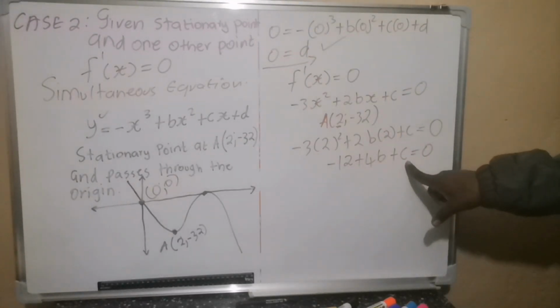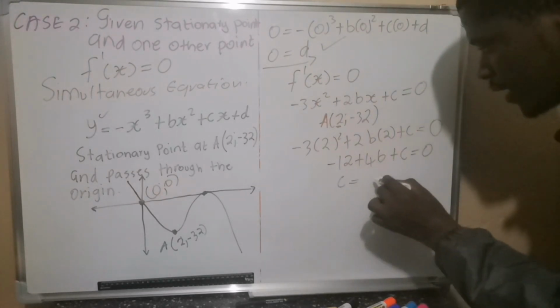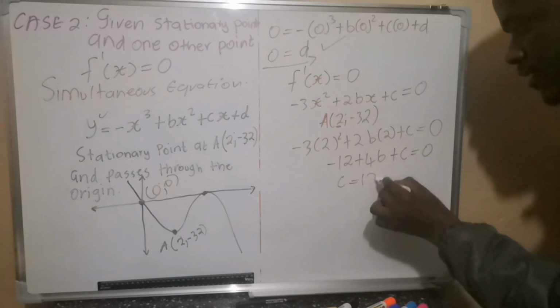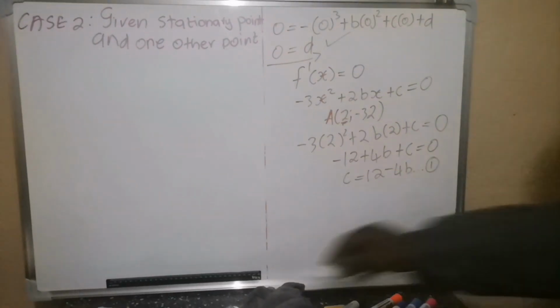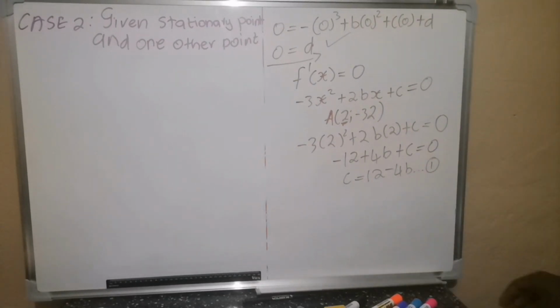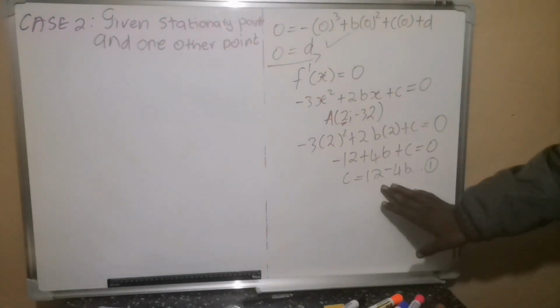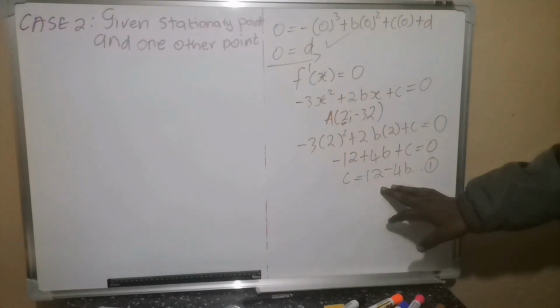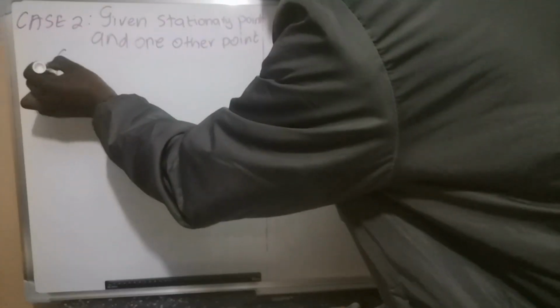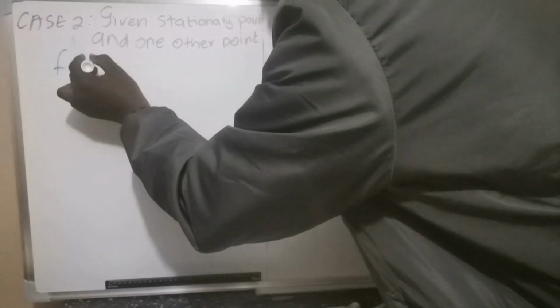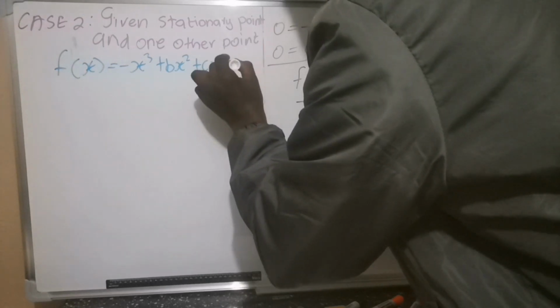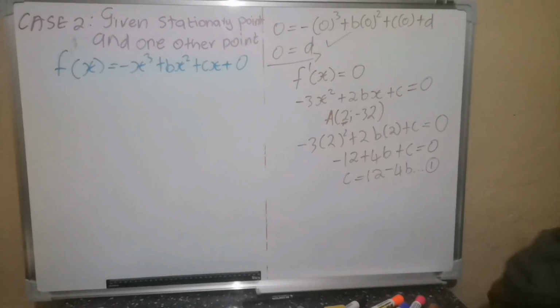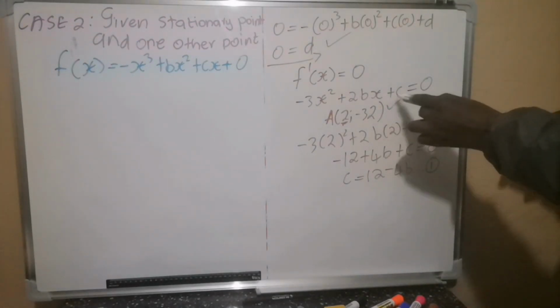Then I can make c the subject of the formula. Therefore, c is equal to 12, I take the 4b to the right, minus 4b. This is my equation number 1. So then I need to find equation number 2. How am I going to find it? Remember our equation: f at x is equal to negative x cubed plus bx squared plus cx plus, remember d is 0, plus 0. Now I'm going to substitute these coordinates back into my real equation.